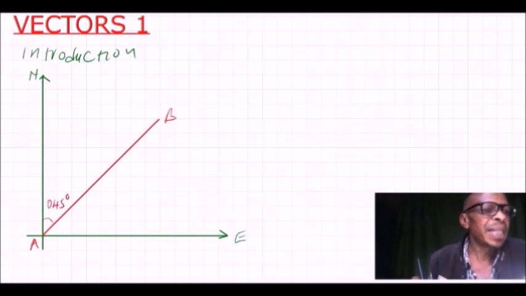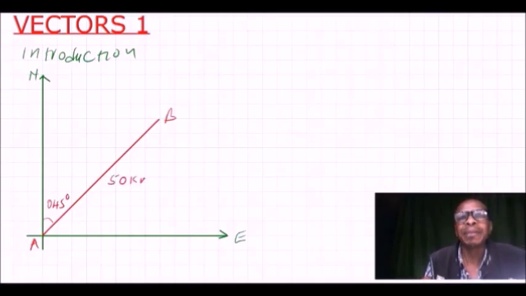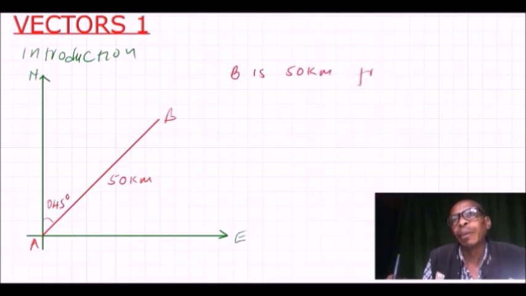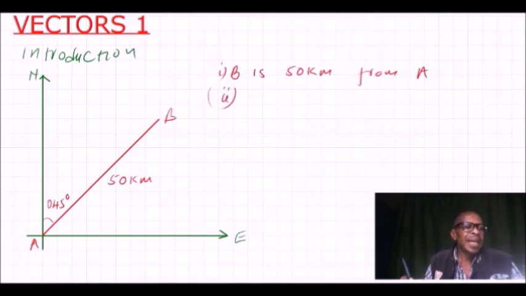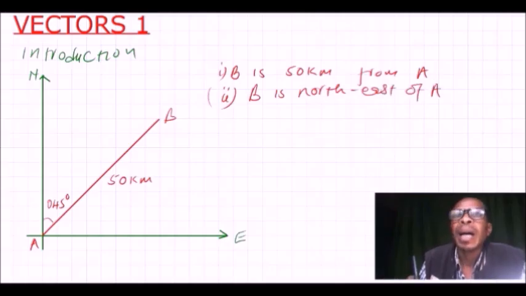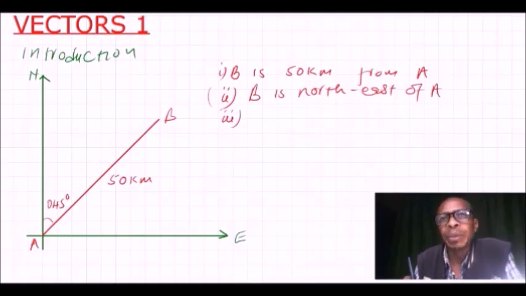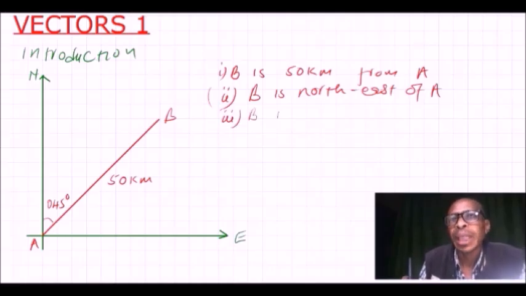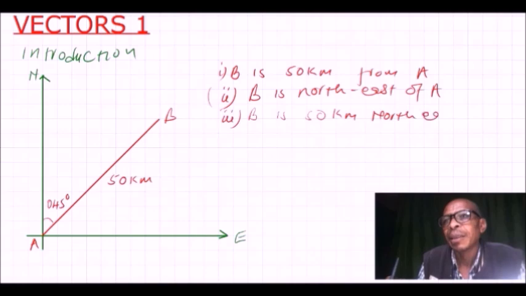Now we need to describe B, and it is 50 kilometers from A. So we can describe B in reference to A and say B is 50 kilometers from A. That is one way we can describe B. The other one is B is northeast of A, and the other one we can describe is B is 50 kilometers northeast of A.